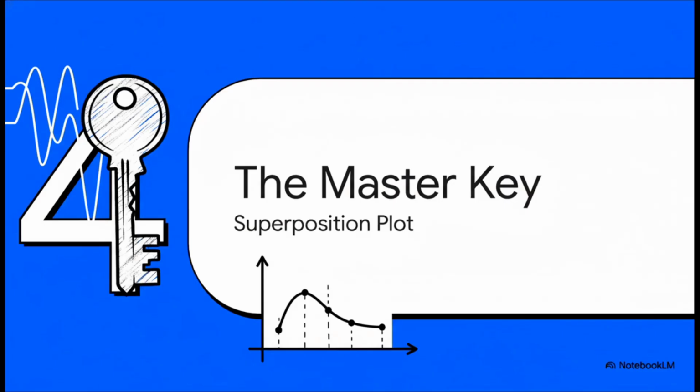Okay, so MDH is for the very first flow. Horner is for a simple buildup after one flow period. But what about real life, where flow rates are changing all the time? For that kind of messiness, we need the master key, the superposition plot.